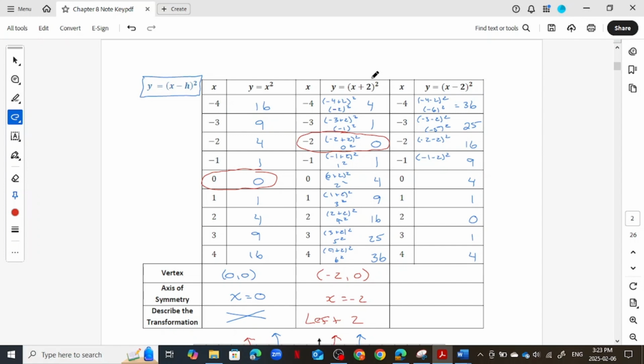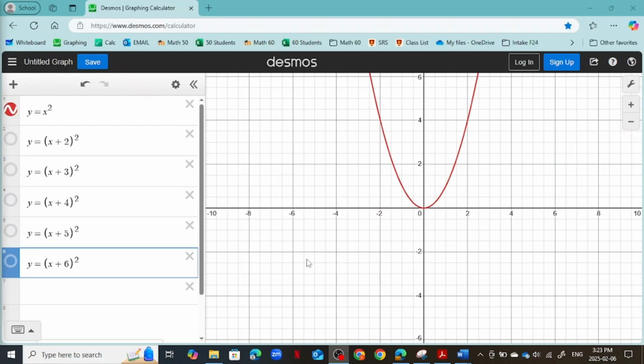In fact, I'm just going to switch over to Desmos for a second. Okay, so here's that base parabolic shape. And look, I've put all these equations with plus.